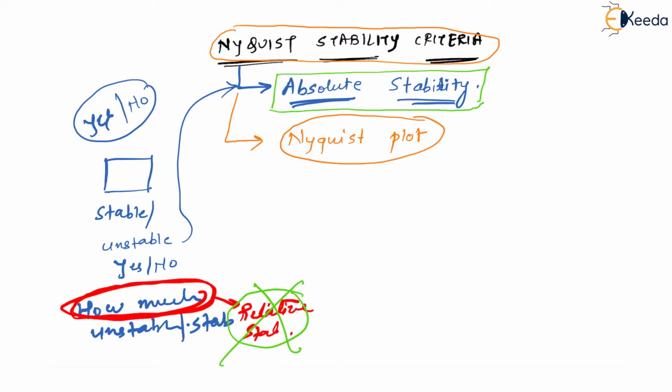In this particular plot, the Nyquist plot, you have basically three things. What are those three things? I will tell you. One thing is it has polar plots.